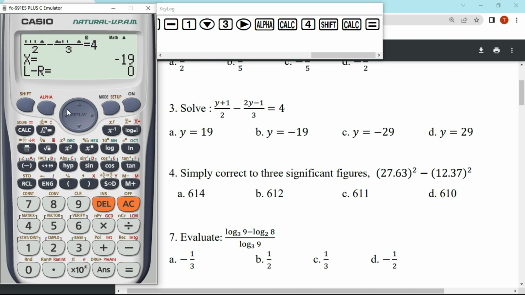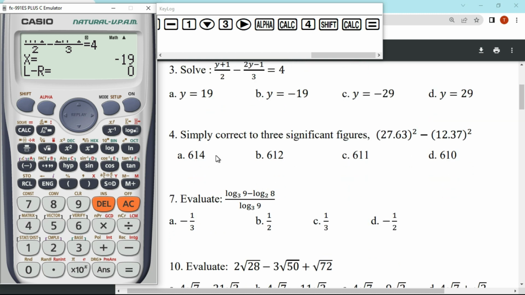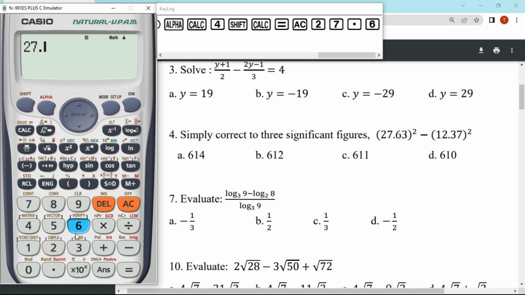Now let's move straight to question 4. Alright, so we are now asked to solve what? Simplify correct to 3 significant figures this value here: (27.63 squared) all squared minus 12.37 squared. So all that I have to do first is click on what? AC. After that, I input it directly into the calculator like that. So I have what? 27.63 squared minus 12.37 squared.